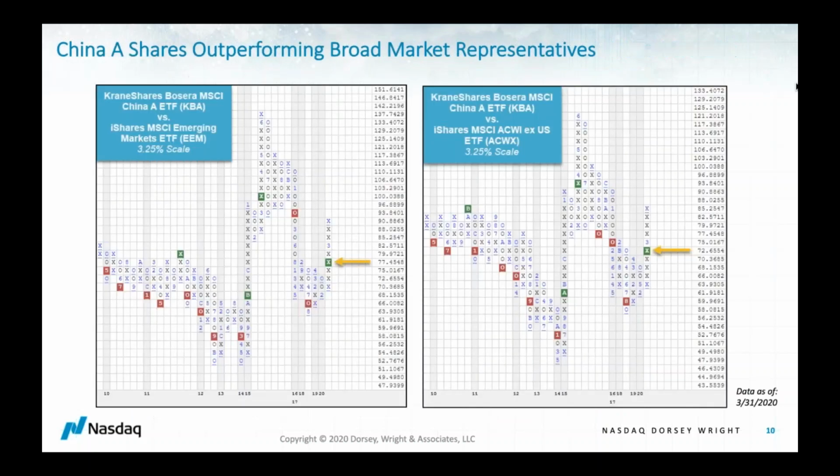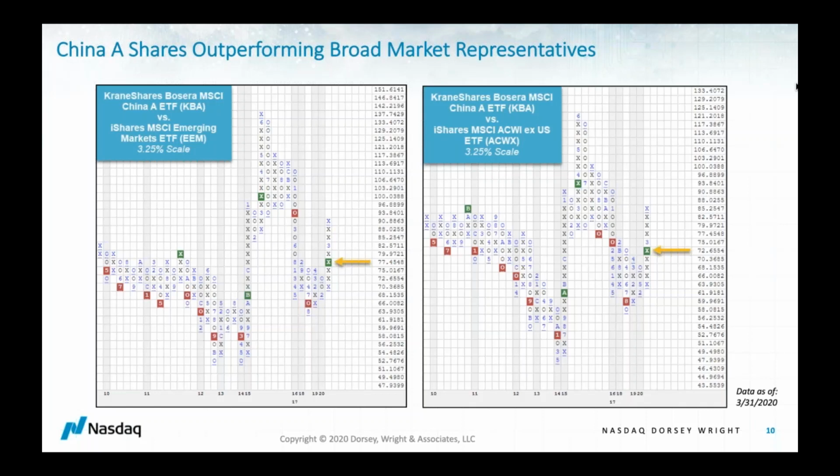So we want to take a look at a couple of individual relative strength relationships within China. These are two charts that show how A shares have really been leading the pack. We have the Krane Shares China A ETF, KBA, on the left-hand side, compared against a broader emerging markets representative, EEM. Again, we're looking at the same two things: what signal are we on and what column are we in? That column did reverse down in February, then reversed higher at the end of February and moved back to a relative strength buy signal in that last week of February, and has continued higher over the past month, demonstrating broader outperformance over the emerging market space.